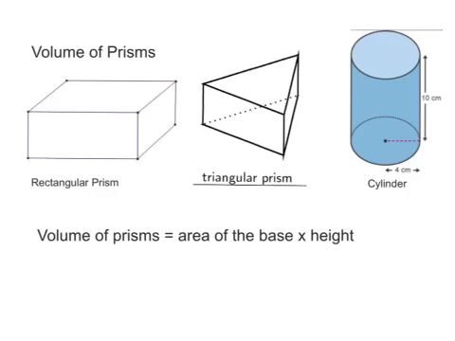With that, then, looking at the rectangular prism, we will be determining the area of the base of the rectangle, and then multiplying it by the height, the base of the triangle, and multiplying it by the height, the base of the cylinder, and the height.